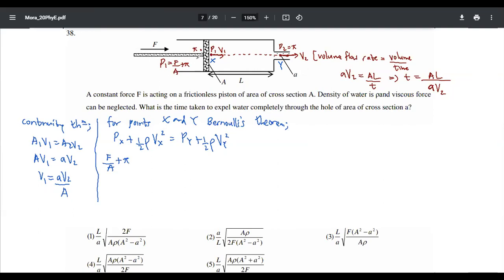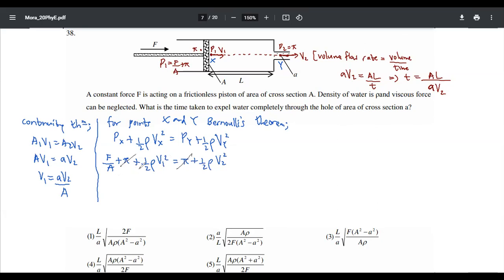Outside atmospheric pressure is there. Along with that, we are pushing. Plus half rho Vx squared, that is half rho V1 squared, equal to pressure at y. It is exposed to air now. Therefore, it's pi plus half rho V2 squared. Pi, we can get rid of that. Gone. F and A are there in the answer. We'll leave it as it is.